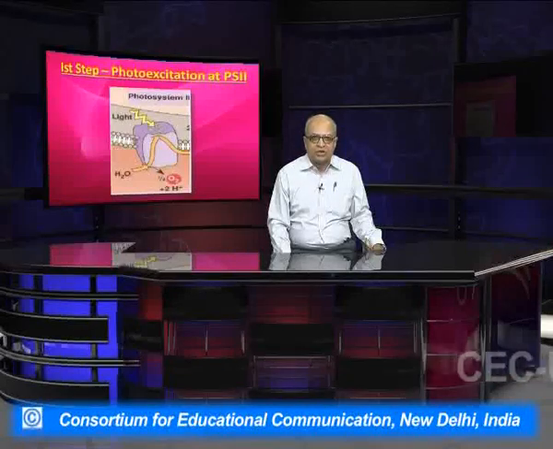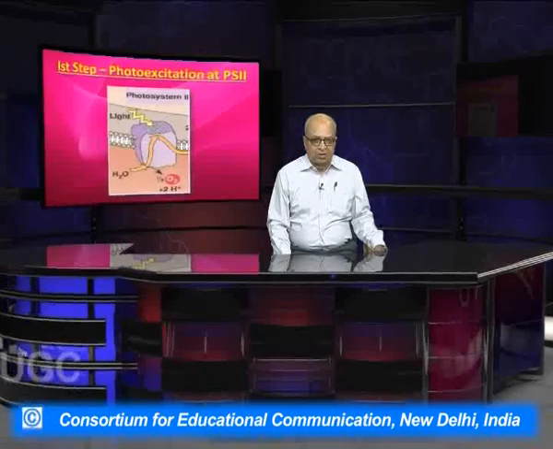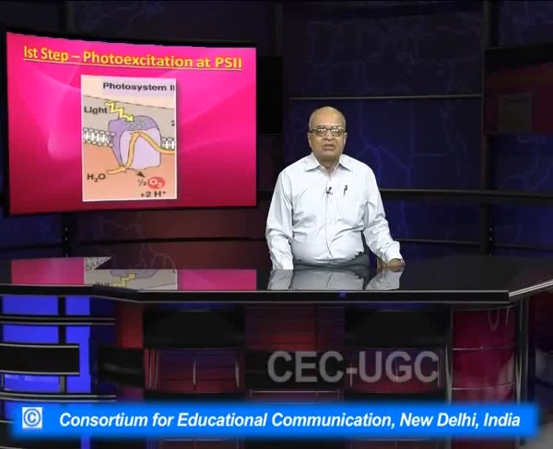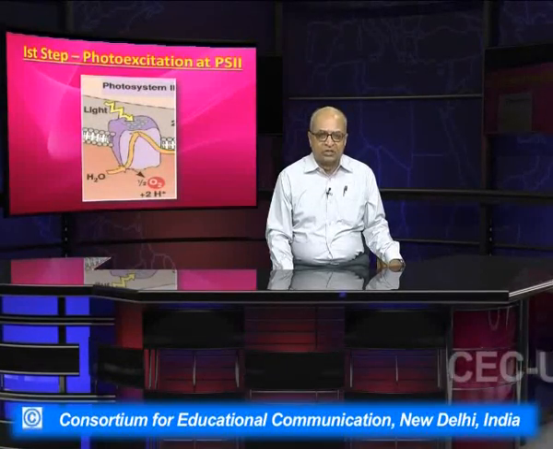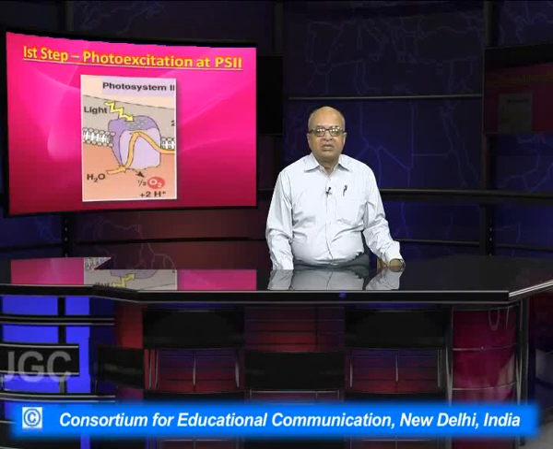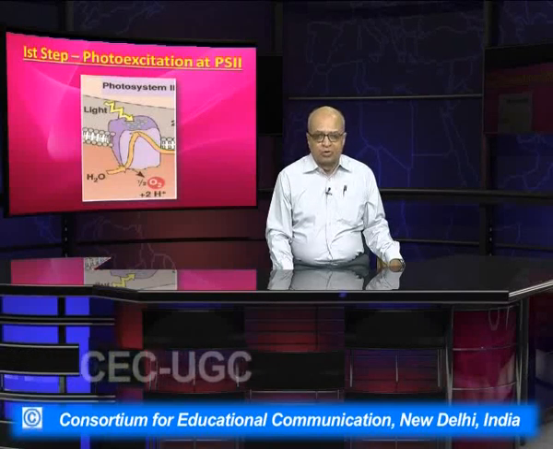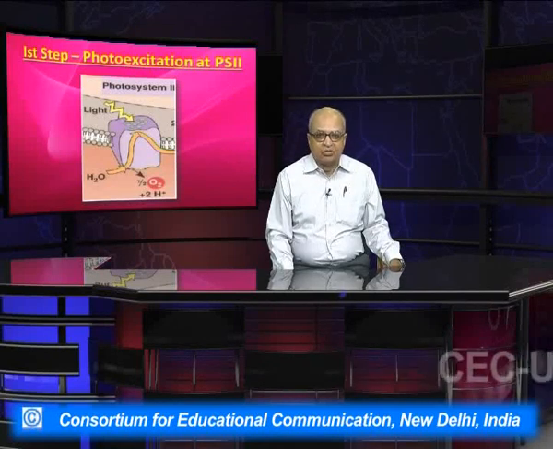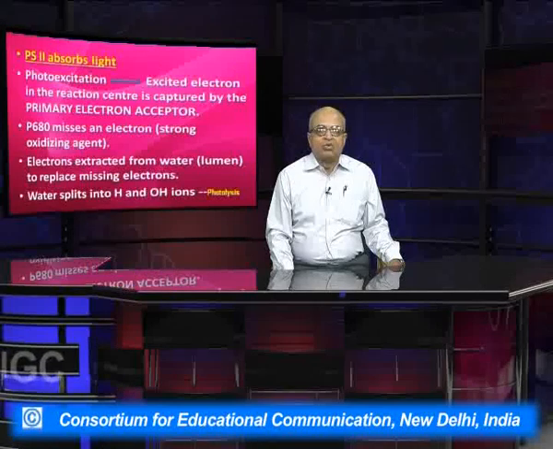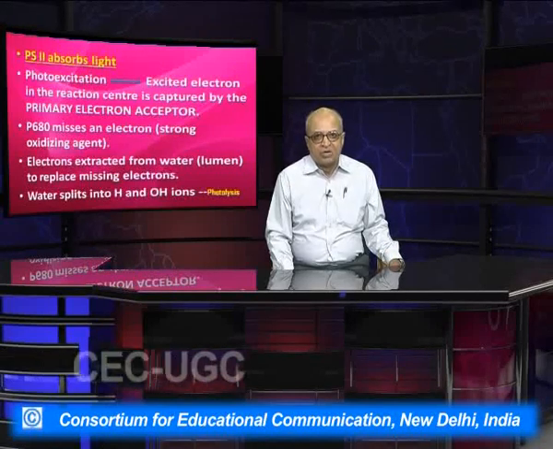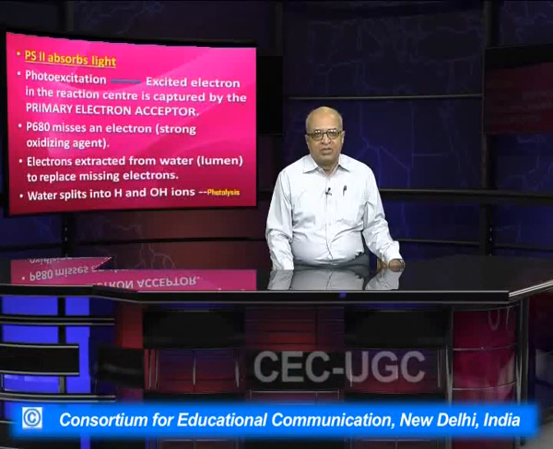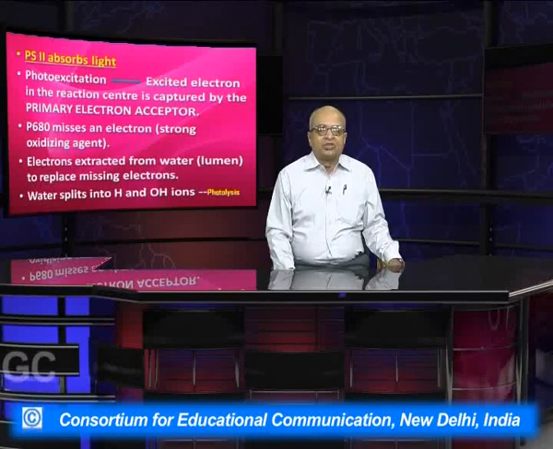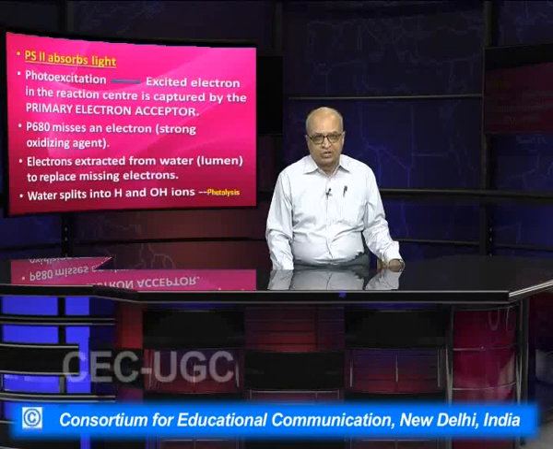So, the first step would be when the light quanta or the photons strike the chlorophyll molecules. It is at PS2 that water is going to be split, and it is going to give rise to protons and electrons, and in the final process oxygen molecules are going to be released to the atmosphere. This is the very important aspect of the donation of electrons from water.